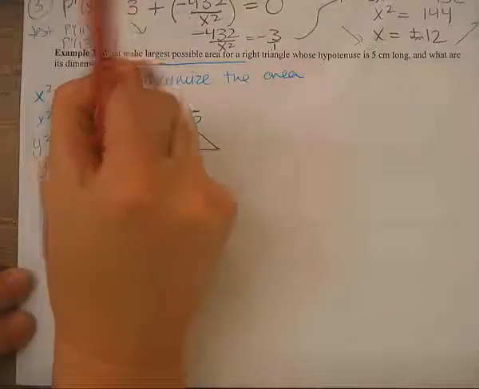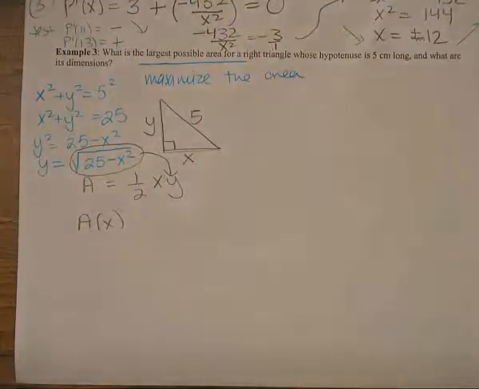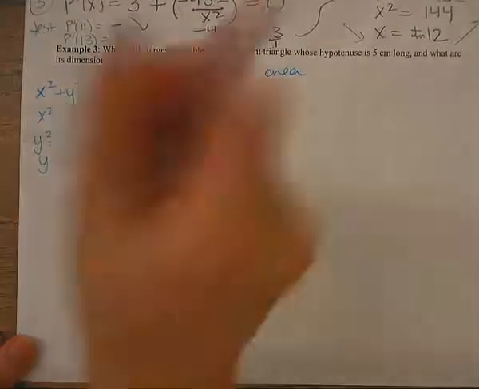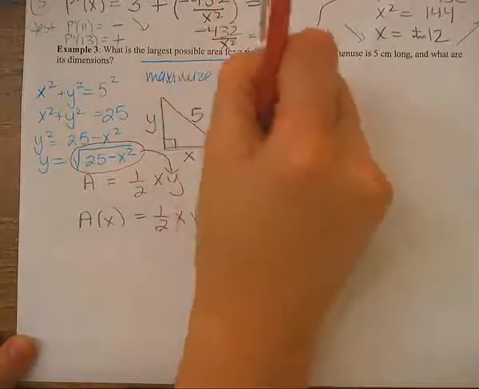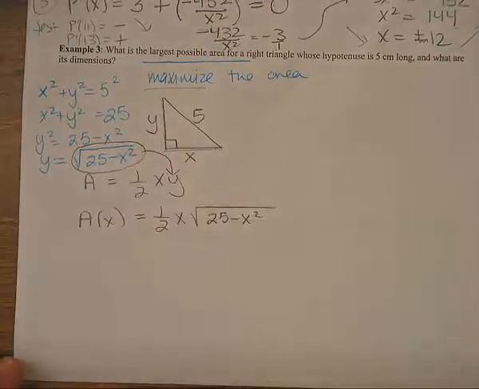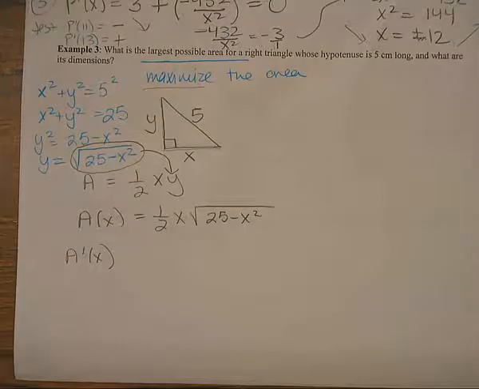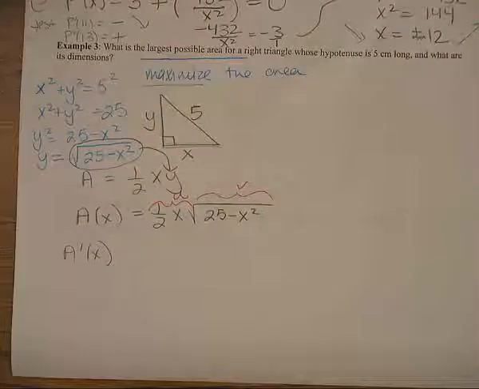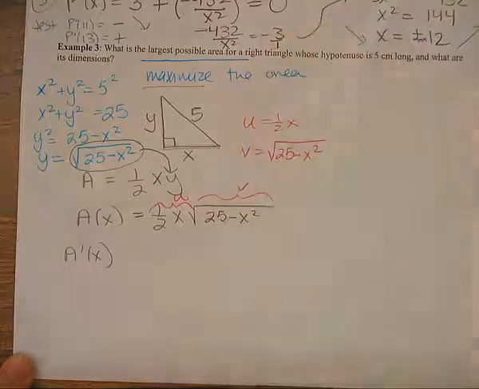So now I can substitute this into my formula for area. And then I can have a formula for area in terms of just x. So I would have 1/2 x times the square root of 25 minus x squared. Now, my goal is to find the maximum area. So I'm going to go ahead and find the derivative of this, which is going to require a product rule, where 1/2 x could be my u, and then the square root function could be my v. So u is 1/2 x, v is the square root of 25 minus x squared.